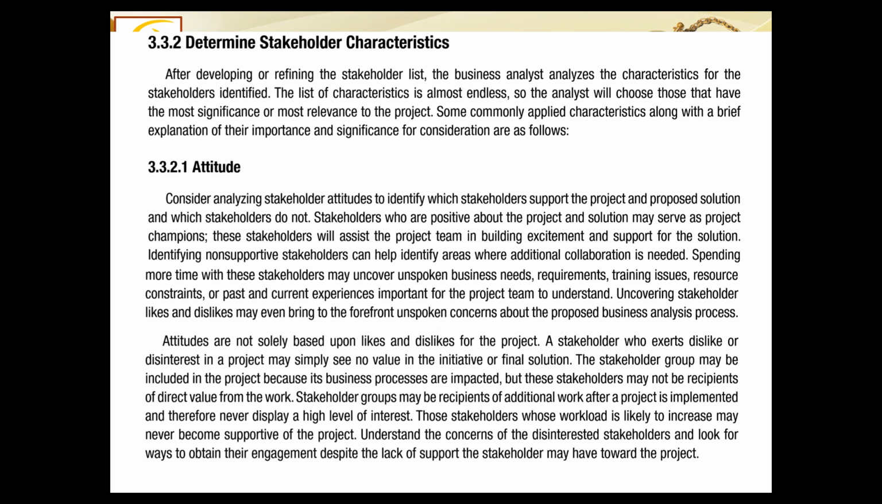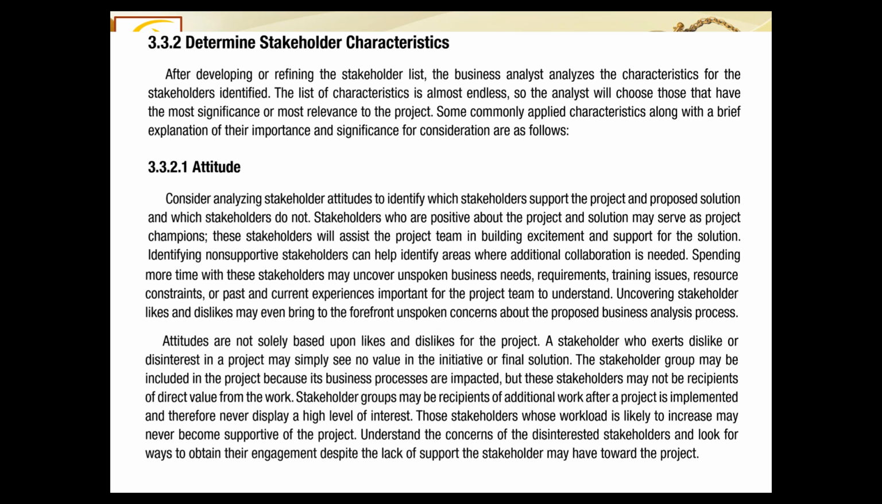One characteristic could be the attitude. Consider analyzing the stakeholders' attitude to the work to identify which stakeholder supports the project and proposed solution and which stakeholder does not. Why are we looking at the attitude of the stakeholder? Because if this stakeholder is a supporter of the work we are doing, we can use him to advertise our work, to convince others that we are doing the right job. If this stakeholder is neutral, then I might educate him, I might provide him information so that he becomes my supporter. And if this is an opponent, he always opposes the idea, then I must at least neutralize him, at least give him the responses to whatever his objections are. So he may not be my supporter, but at least he should stop speaking against us.